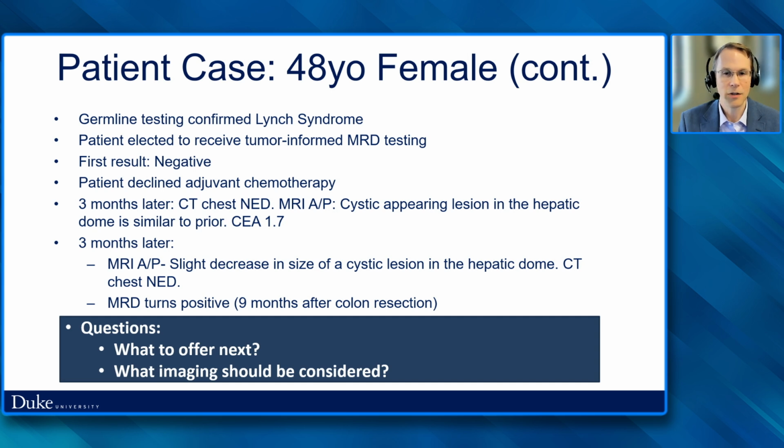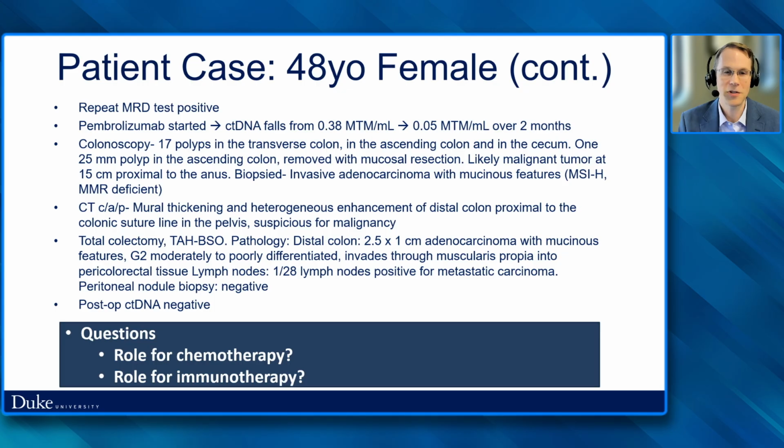3 months later, the liver lesion is actually decreasing in size, but then 9 months after the colon resection, the MRD test turns positive. So then the question is what to do next. The first thing she said is, let's repeat this test. I don't believe it. We repeat it, and the number actually goes higher. I tell her, I don't know exactly where this cancer is coming from, but let's start the standard of care at the time, pembrolizumab. And we were following her ctDNA levels, and it fell from 0.38 down to 0.05 on the tumor-informed assay, but did not clear.